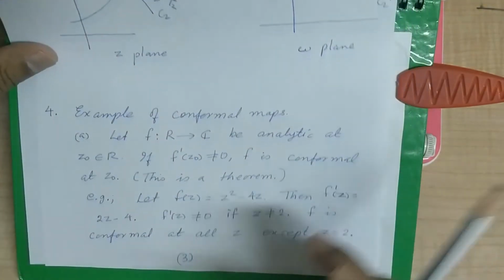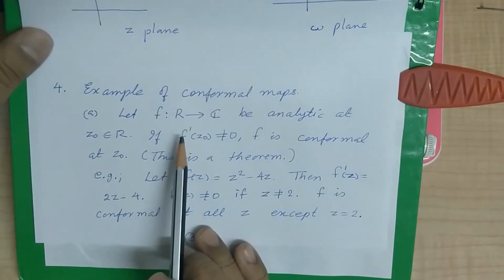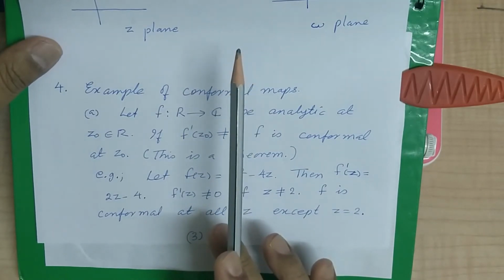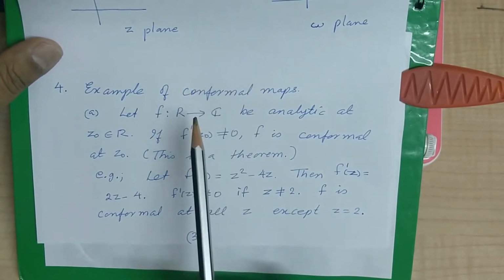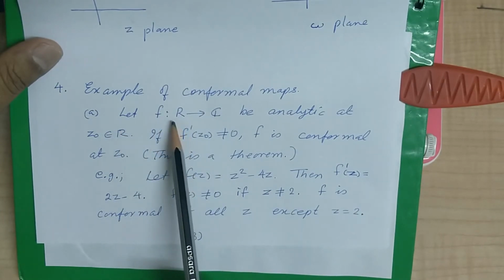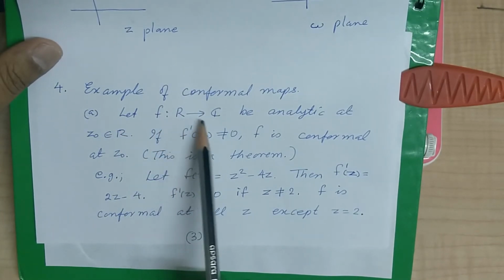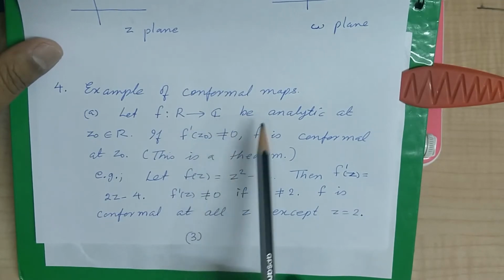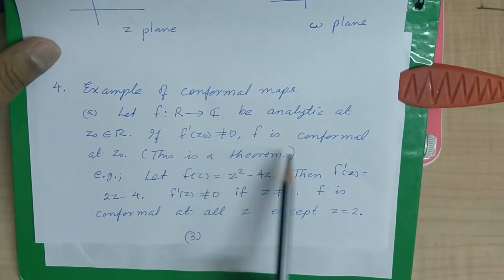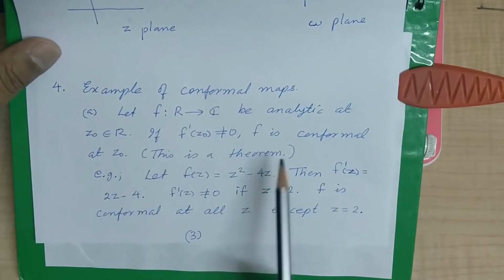Okay, let us have a look at some examples. I have already given you a clue. A lot of conformal maps come from analytic functions. So if f is defined on a region R and it is analytic at z0, if f dash z0 is not 0, then f is conformal. This is a theorem, I just mentioned that.